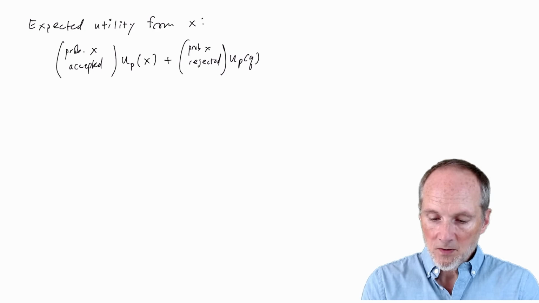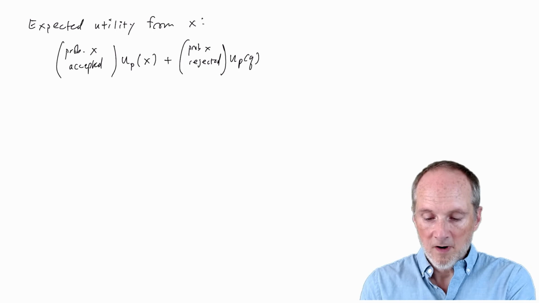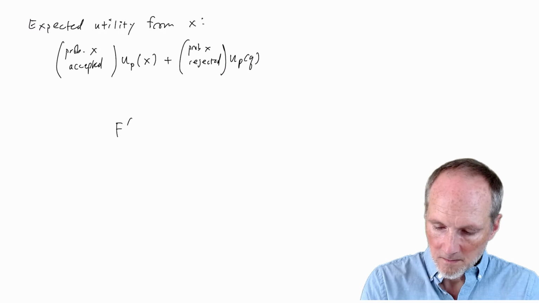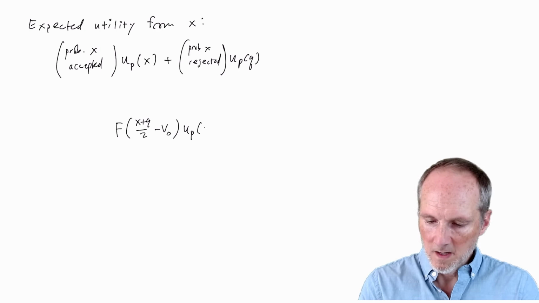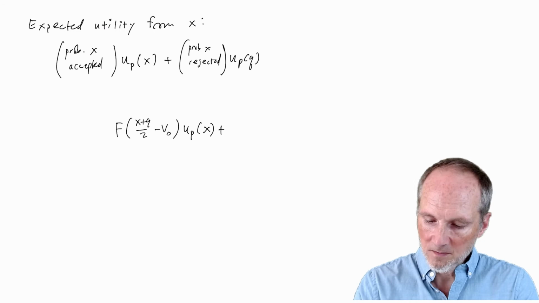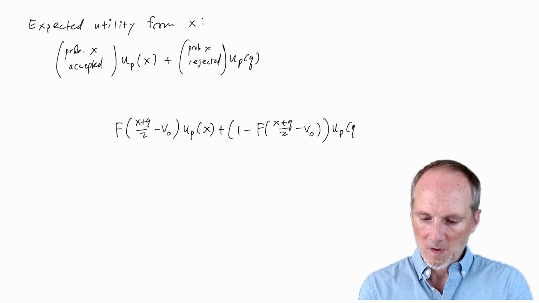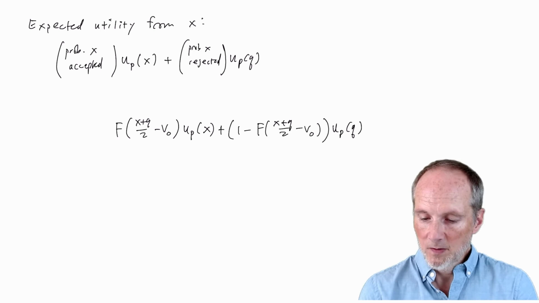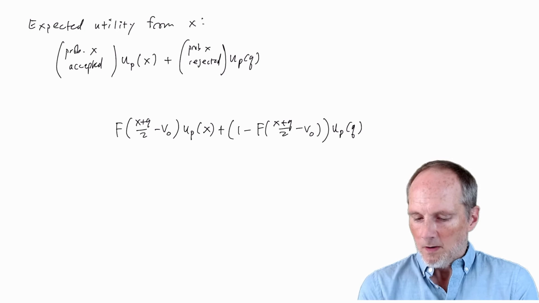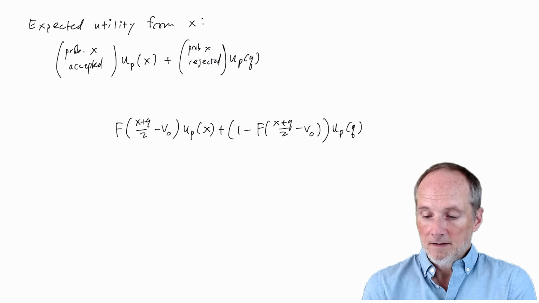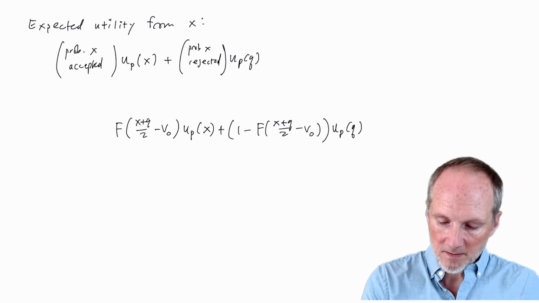So we've already figured out what the form of that probability is. The probability X is accepted is just F. It's just this. The probability that X is rejected is just the remaining probability, which is 1 minus that. And that's the expected utility. Now what we would then do is impose the optimality principle. So the politician is going to choose the X that is the most effective, that is, that gives the highest expected utility.